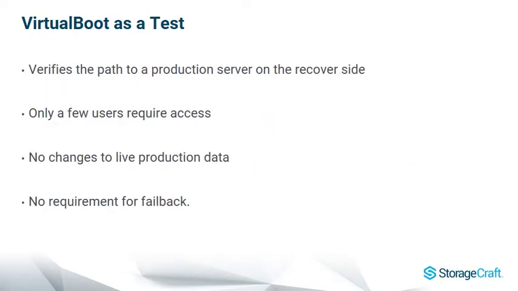Use VirtualBoot to conduct a non-production test of your DR solution. This method is a verification of the correct path to a production server on the recovery side after a failover. Only a few users will require access in order to verify the connectivity. No changes will be made to live production data in VirtualBoot. Keep in mind, you're testing pieces and processes, but not the actual recovery, with no requirement for failback.